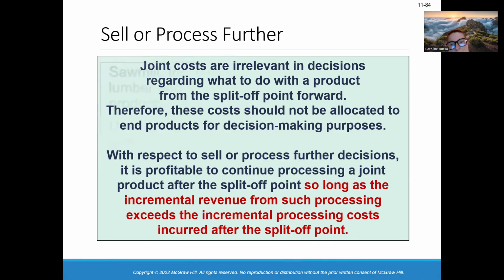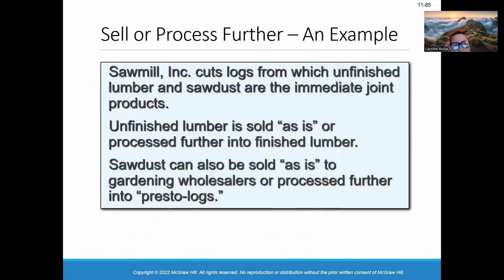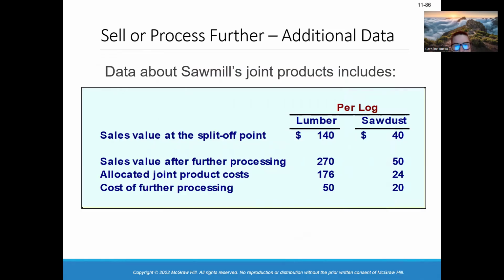And guess what? We have an example. So Sawmill Inc. cuts logs from which unfinished lumber and sawdust are the joint products. Unfinished lumber can be sold as is, or we can process it further to finished lumber. Sawdust can be sold as is, or it can be processed further into Presto logs.